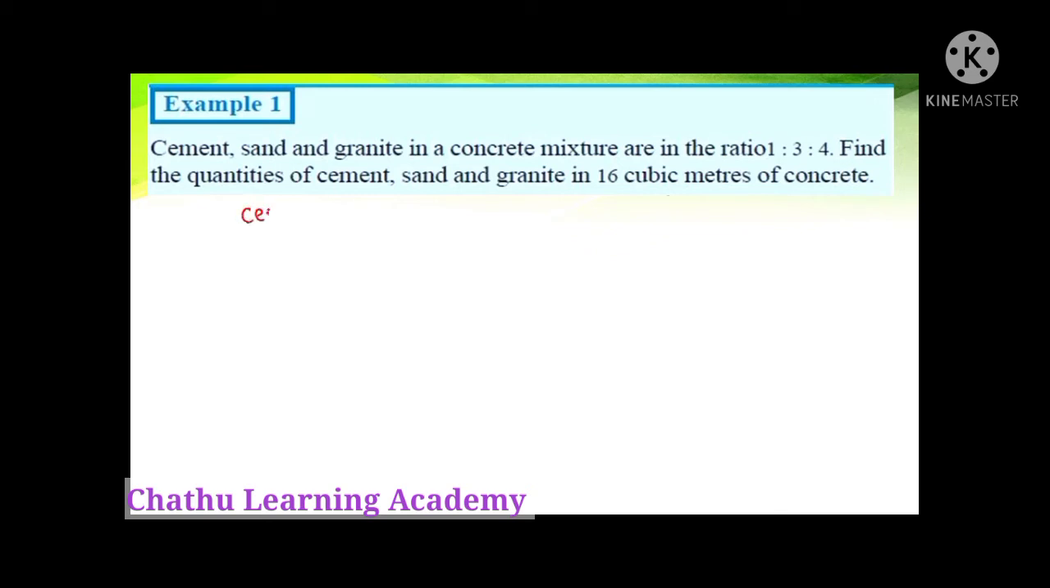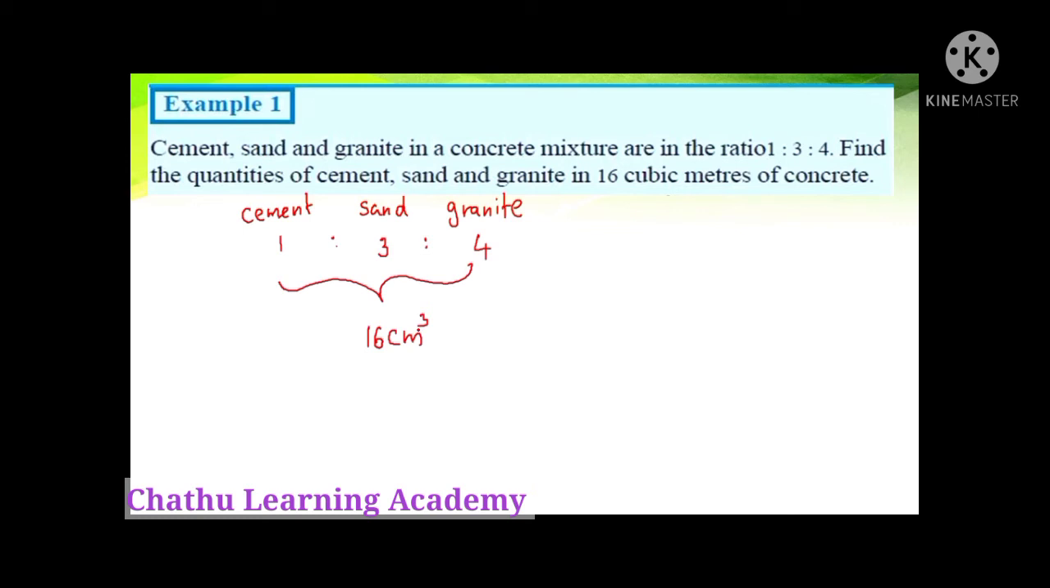Here cement, sand and granite. The concrete mixture is given like that. The ratio is given as 1:3:4. Find the quantities of cement, sand and granite in 16 cubic meters of concrete. The total concrete mixture made by mixing these three is 16 cubic centimeters. Cubic centimeter, it's a unit of volume.